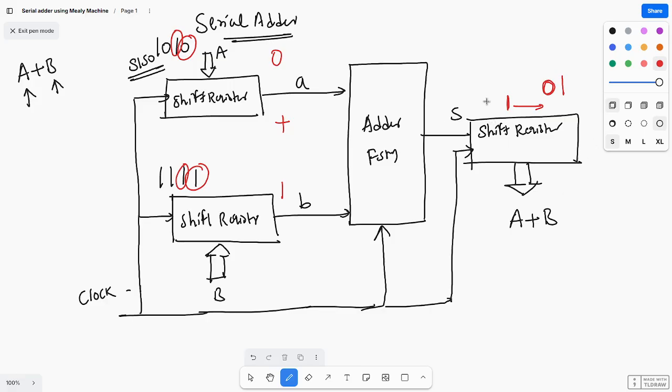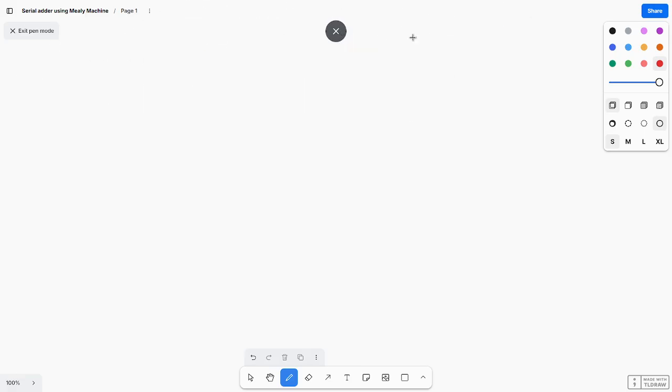You already know what a Mealy machine and a Moore machine are. Mealy FSM, I think you have an idea. The output is a function of what? The present state and the present input.